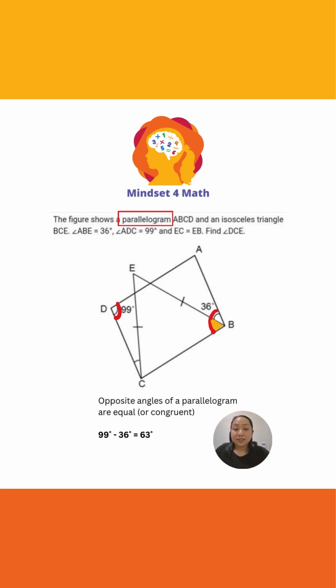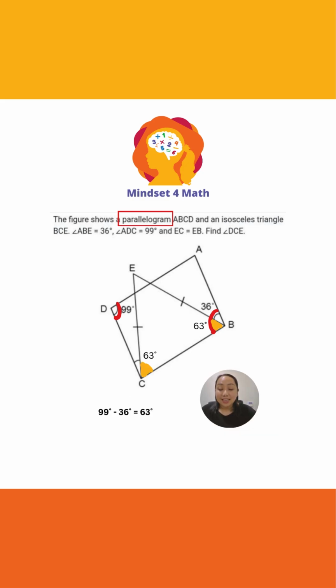We can use this information to compute for what angle EBC is equal to. I marked it yellow here so we can easily visualize it. So, to get that, we can deduct 36 degrees from 99 degrees, and the answer is 63 degrees. So, angle EBC is 63 degrees.